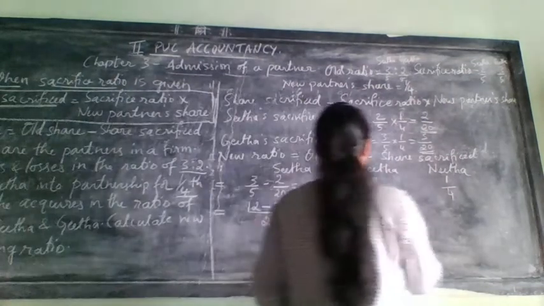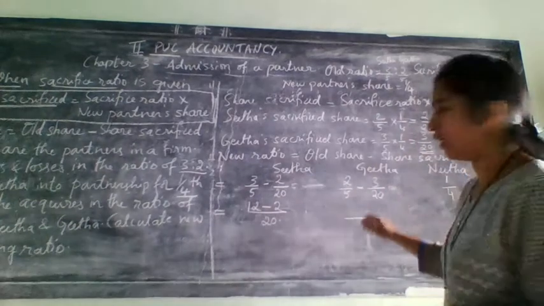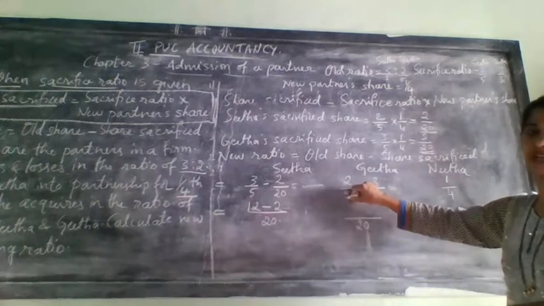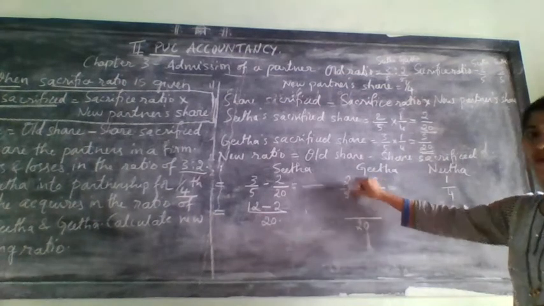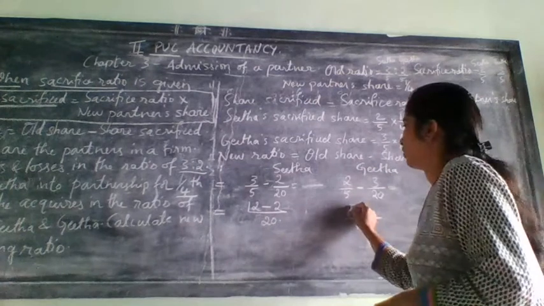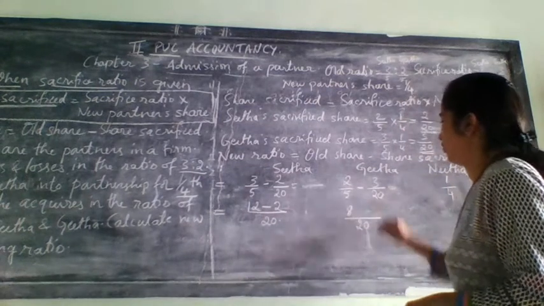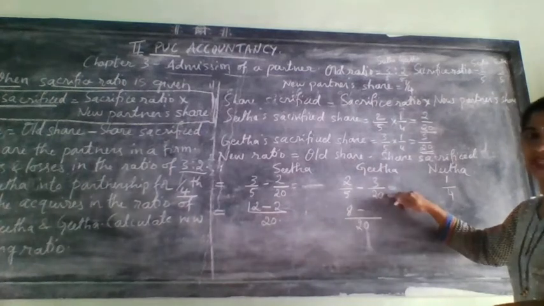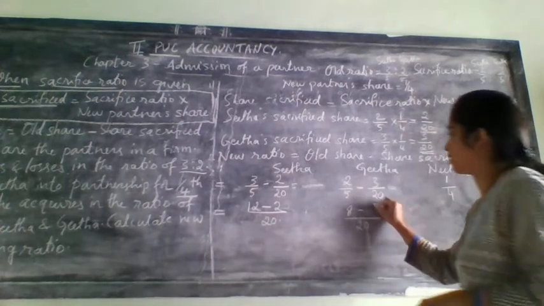Next here, again 5 and 20. You can take 20 as a common denominator. 20 divided by 5, how much will it come? 4. 4 twos are 8. Next, 20 divided by 20, 1. 1 threes are 3.